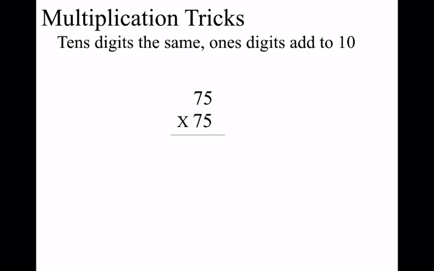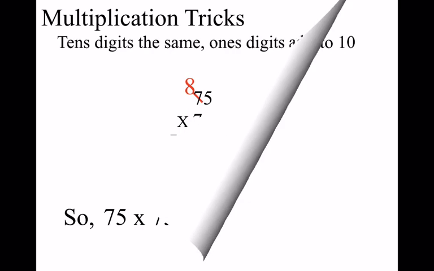And so, of course, this is the same type of trick. The 10's digits are the same, and the 1's digits add to 10. So we have a 25 right there. Take one of the 7's and bump it up to an 8. That's 56. So 75 times 75 is 5,625. Try the next one.